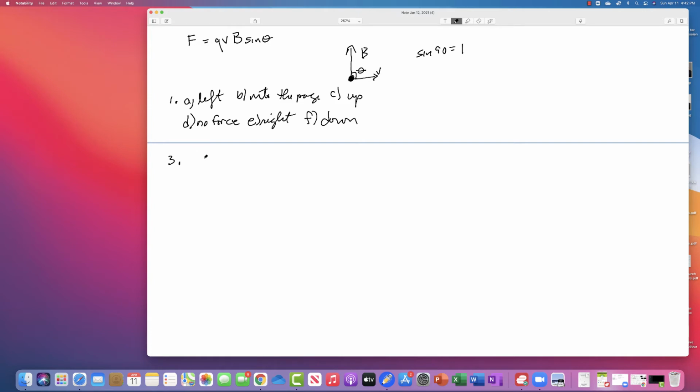Number 3 is the same exercise, but now we're talking about a negative charge, so it's going to be in the opposite direction of these. For example, you have the field going into the page, the force is up, so your palm is facing to the left, but because it's a negative charge, the force is going to be to the right.